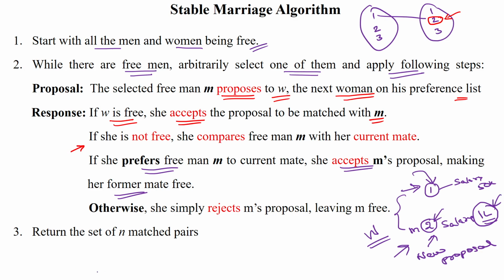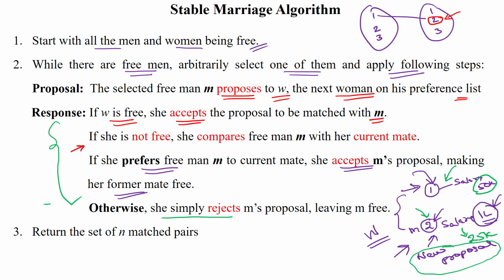But when the first person is better, he is 50,000, and you assume the second person is getting 25,000, then if she feels the first person is better than the second person, she will retain the first proposal and reject the second proposal. So the response will be given based upon the given criteria. That's what you see, simply say rejects M's proposal. That means a new proposal is rejected if the new person is not better than the previous person.